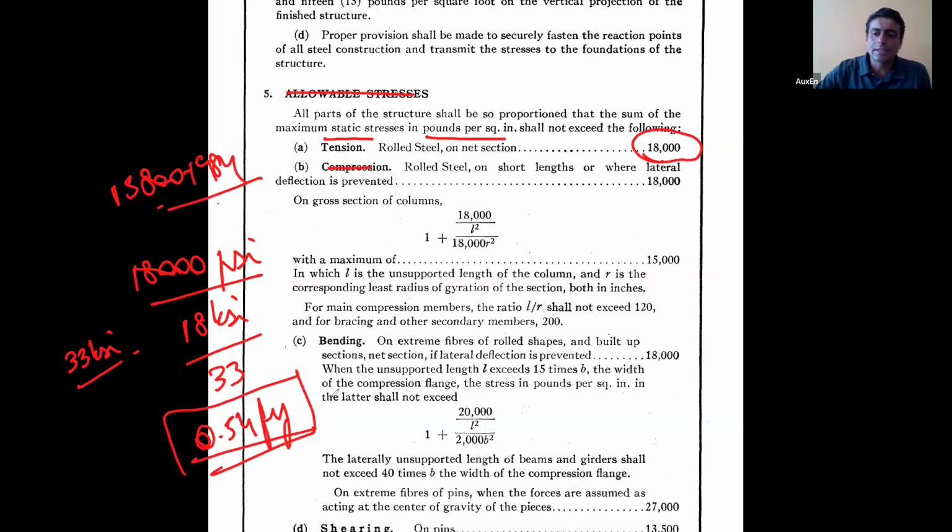Or even if you refer to section 11 of IS 800 1984, what is the stress level allowed? So, the stress level allowed in tension is 0.6 Fy. Yes or no? The usual level that we allow for tension is 0.6 Fy.